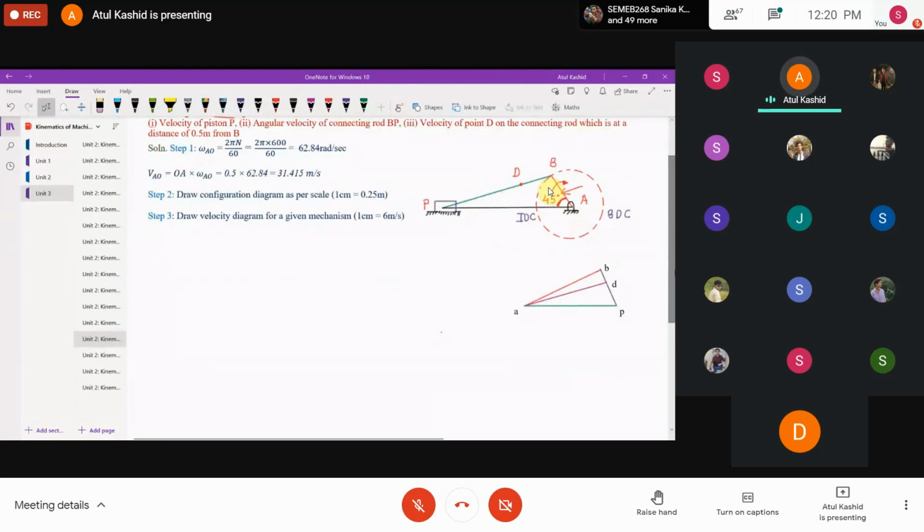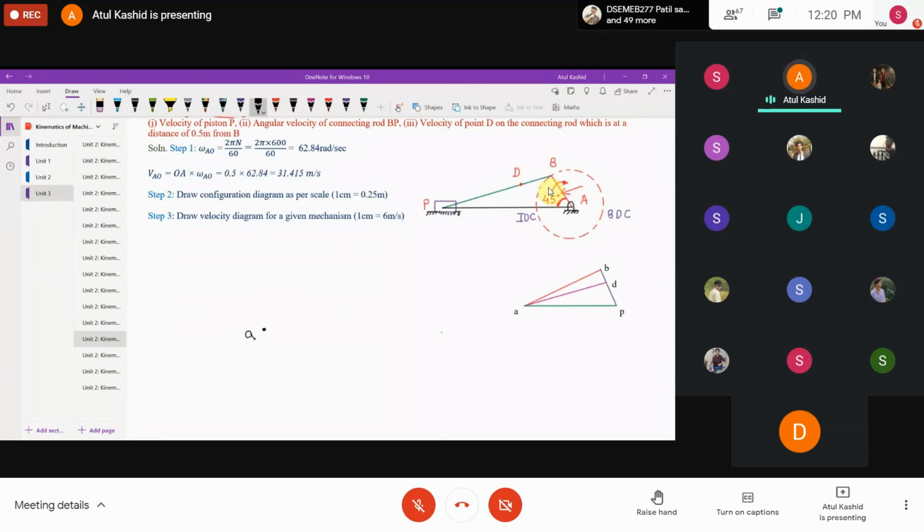Okay, so now I will identify the fixed point. From the slider crank mechanism, I can see point A is fixed. So in the velocity diagram, the first step is to mark the fixed point, and it should be denoted by a small letter a, right? So please do it along with me. I'm not going to give additional time for this. So take the point a on your page. That will be your fixed point, right?